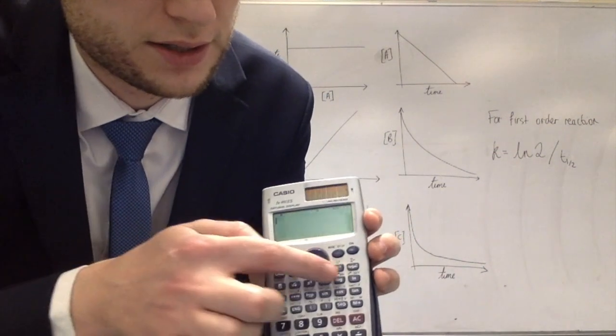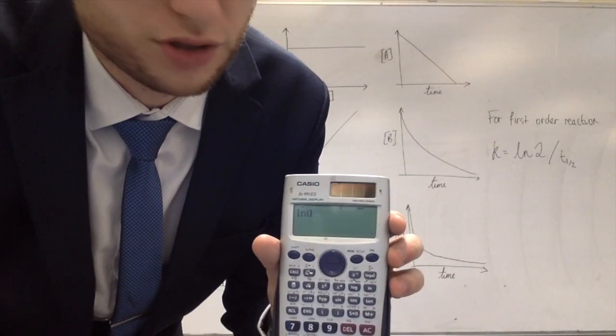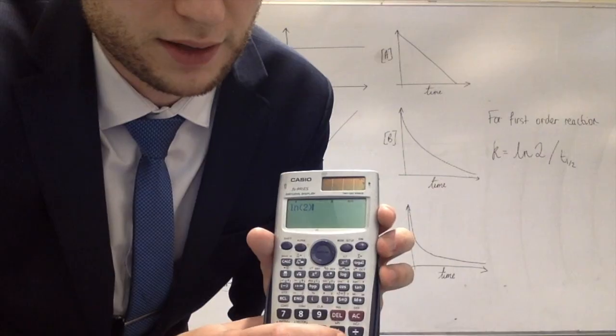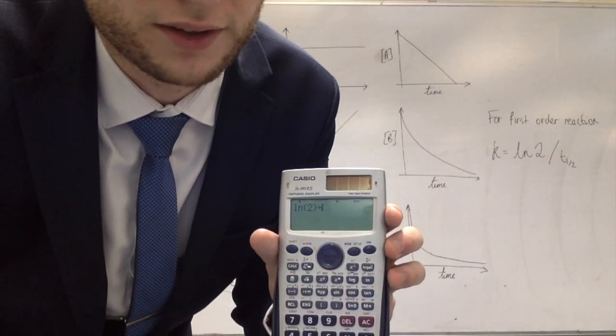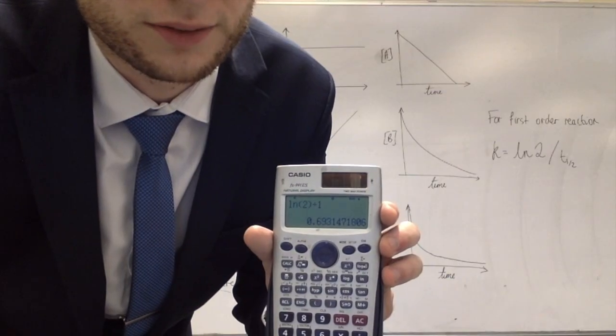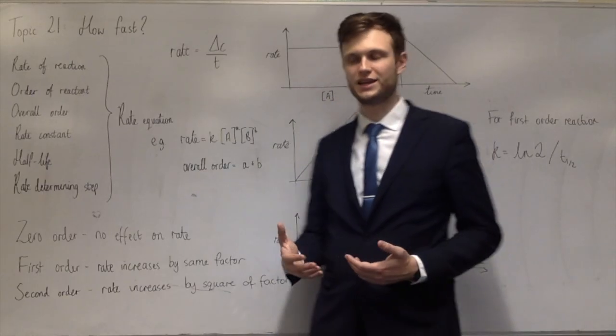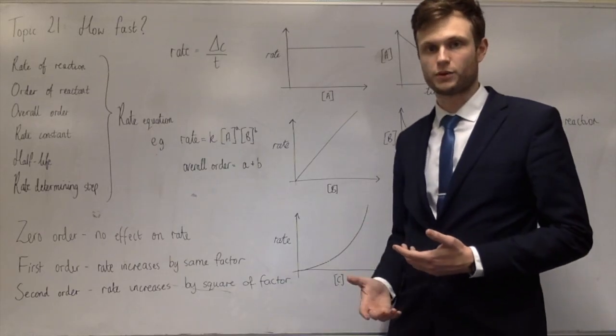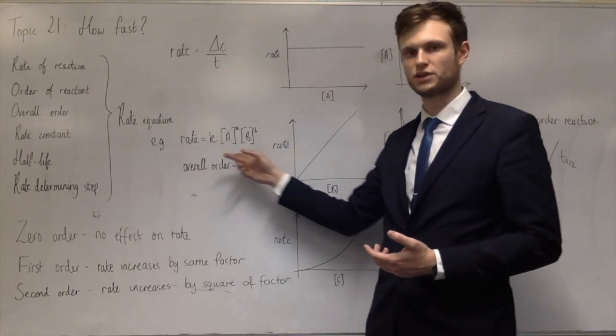On my calculator, the ln button is just there. So you just press ln2, close the brackets, and then divide that by whatever the half-life is. Say it's 1 second. Then that's your rate constant. So for every other reaction which isn't first order overall, you need to use the rate equation. So that's this rate equation here.